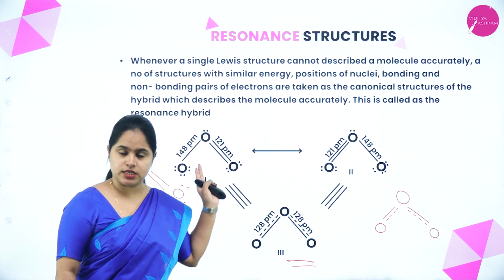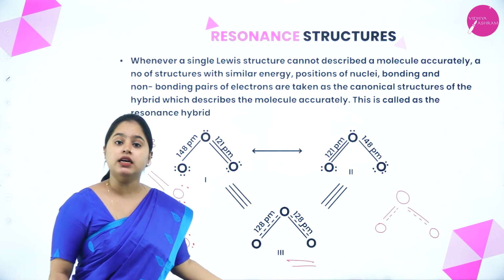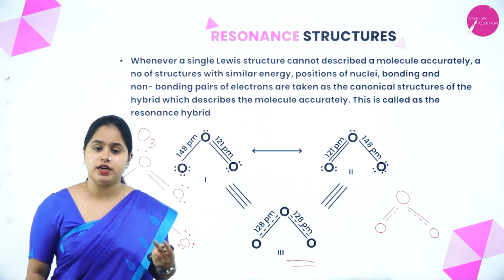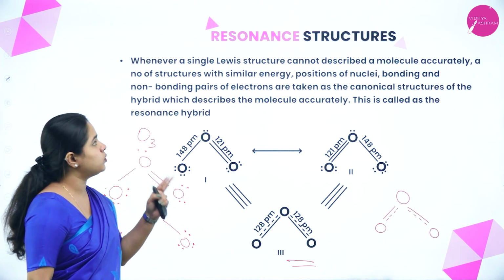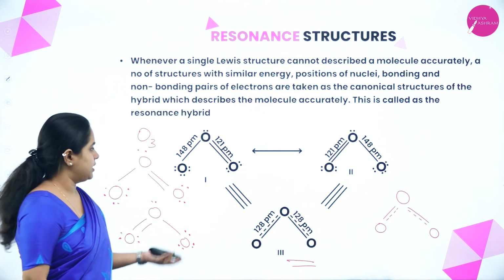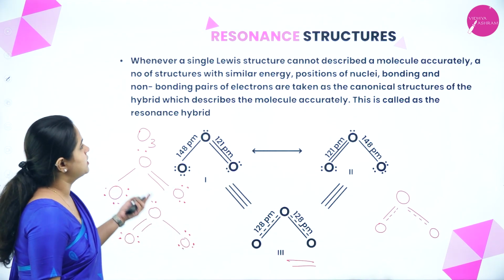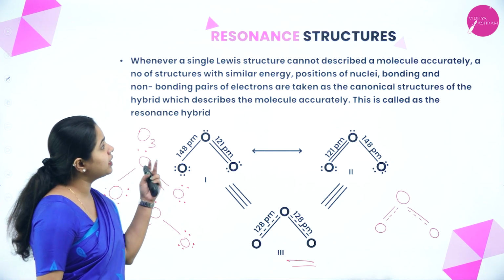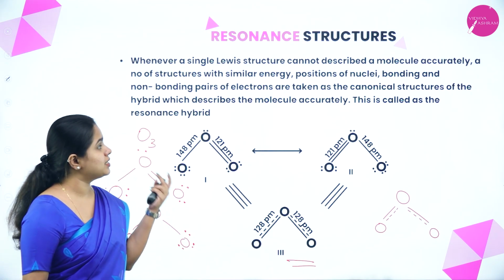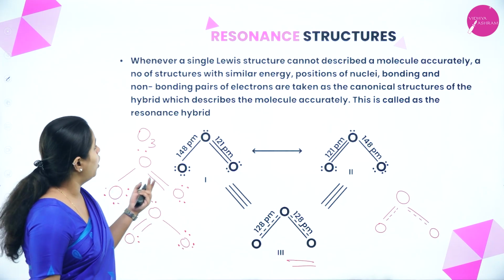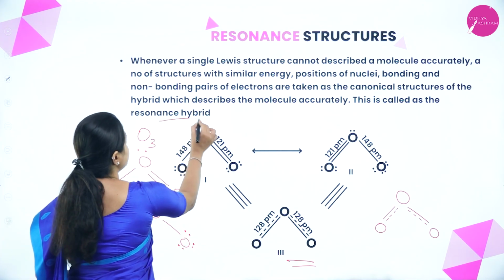So these two structures, if more than one structure is possible for a single compound, then what do we do? We take the resonance hybrid of that. I hope you understood what a resonance structure and a resonance hybrid are. Whenever a single Lewis structure cannot describe a molecule, as you can see here in the case of ozone, more than one Lewis dot structure is possible, right? A number of structures with similar energy, positions of nuclei, bonding and non-bonding pairs of electrons are taken as the canonical structures of the hybrid, which describes the molecule accurately, and this is called the resonance hybrid.